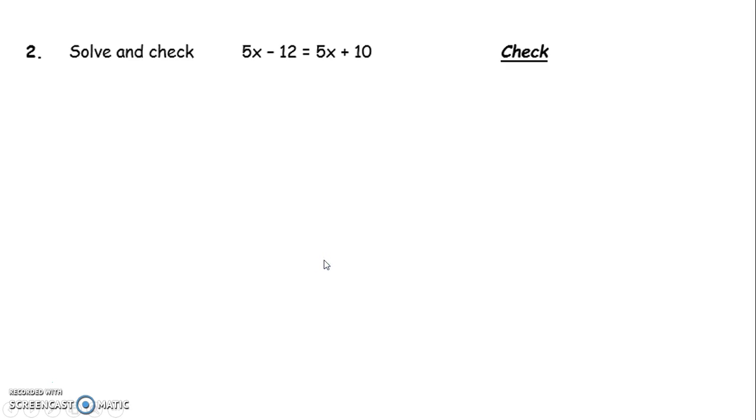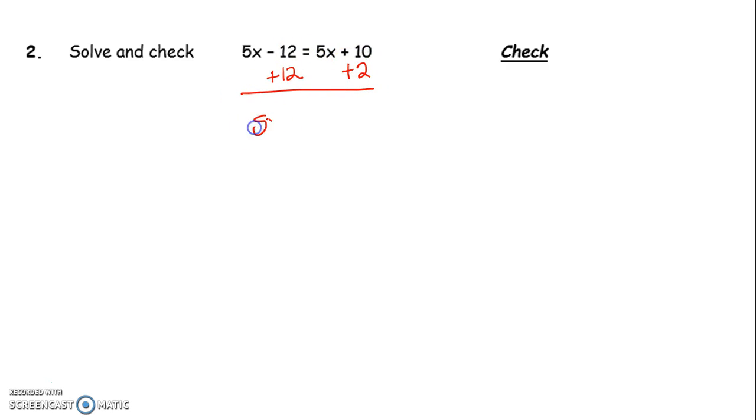Number 2, it says solve and check. So let's start by solving it. First thing you want to do is get all of your constants moved to one side, and all of your variables moved to the other side of the equal sign. So I'm just going to go ahead and start by moving this 12. This is minus 12. I'm going to go ahead and add 12 to both sides.